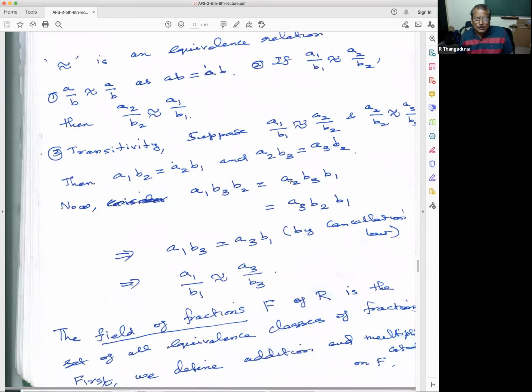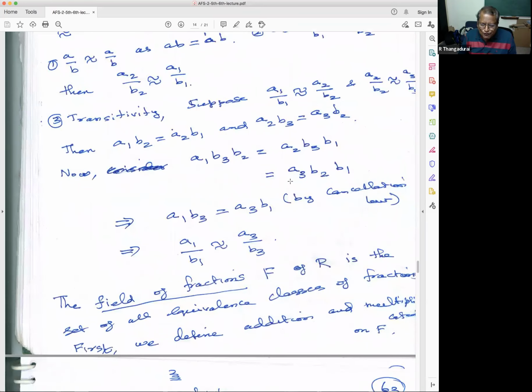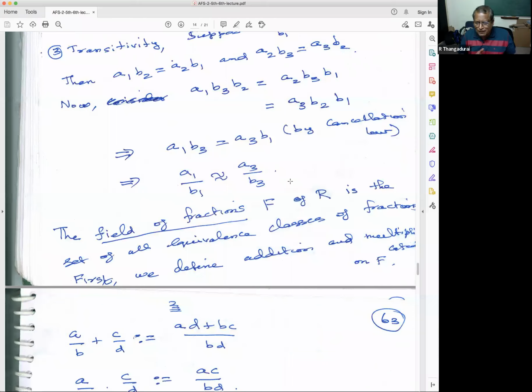Okay, so this is an equivalence relation. The field of fractions F of R is nothing but the set of all equivalence classes of this particular equivalence relation. You collect all those equivalence classes, and we call this set F. We want to define addition and multiplication so that this becomes a field.